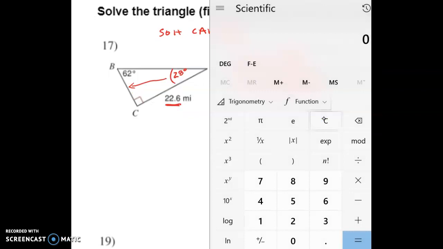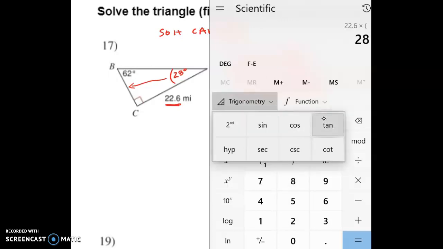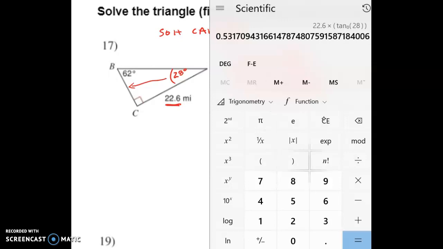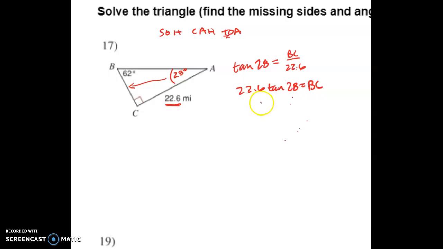Bring out the calculator, and you've got 22.6 times the tangent of 28. So parenthesis, hit our 28, and we want the tangent of that. Close your parentheses. Look up at your calculator, make sure you've entered it correctly: 22.6 times the tangent of 28. It equals, there's our answer, 12.02. So 12.02 is about what's equal to BC.